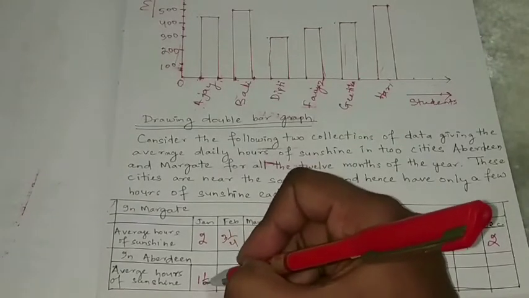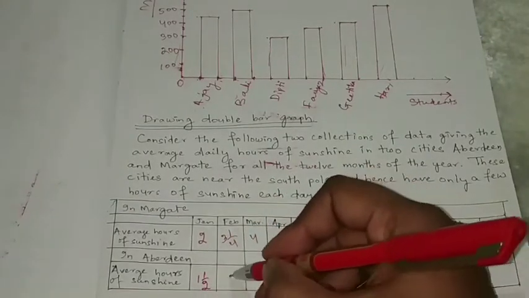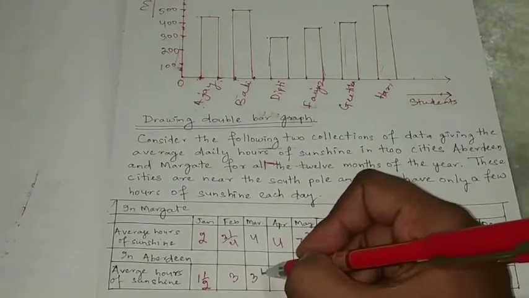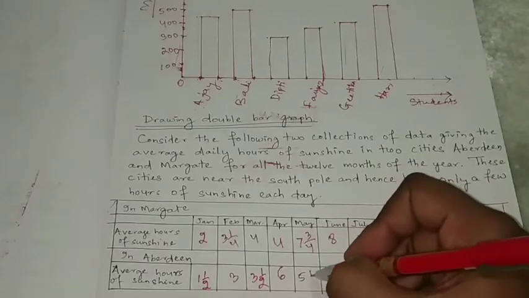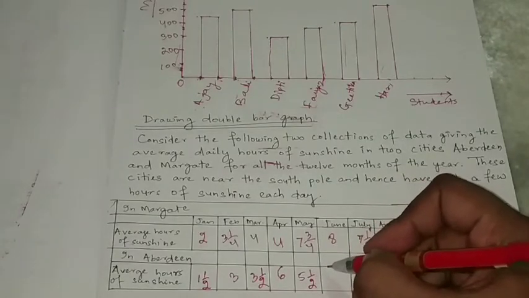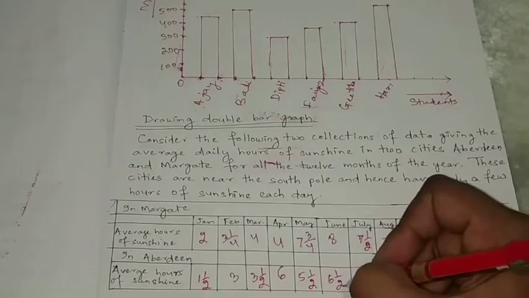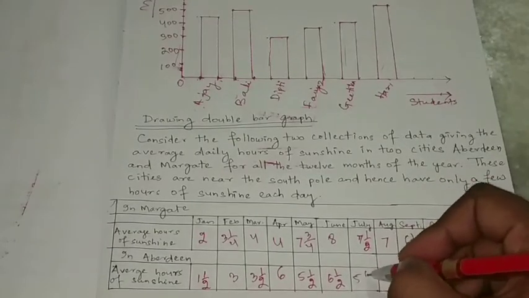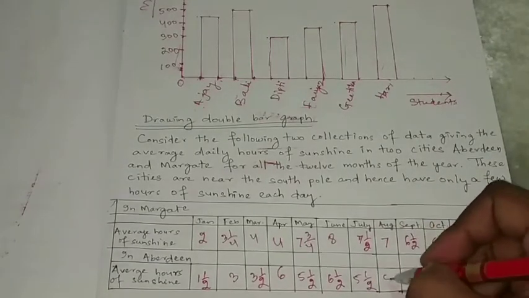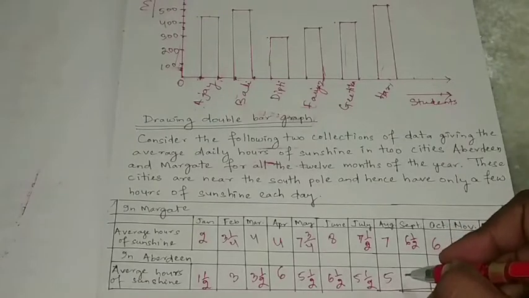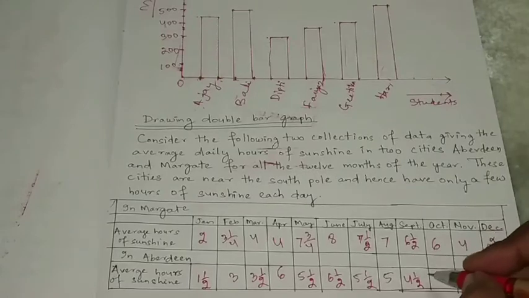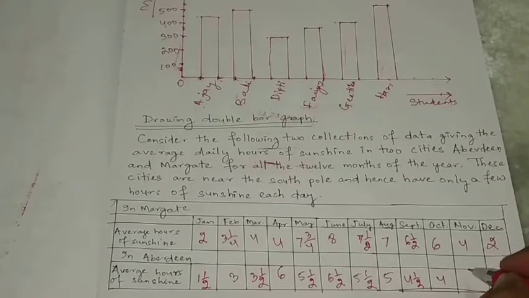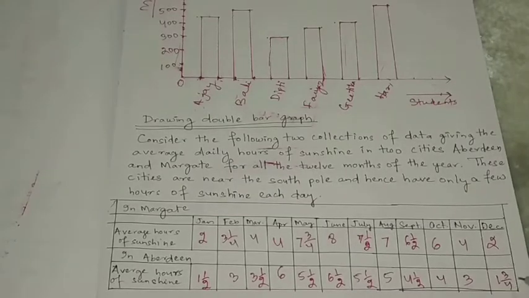Like this, in Aberdeen, you see the average hours of sunshine is how much? January, 1.5. February, 3. March, 3.5. April, 6. May, 5.5. June, 6.5. July, 5.5. August, 5. September, 4.5. October, 4. November, 3. December, 1 and 3/4.